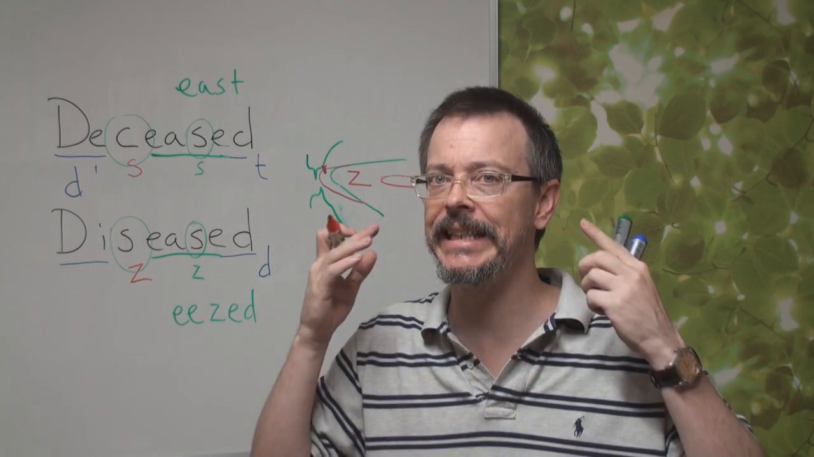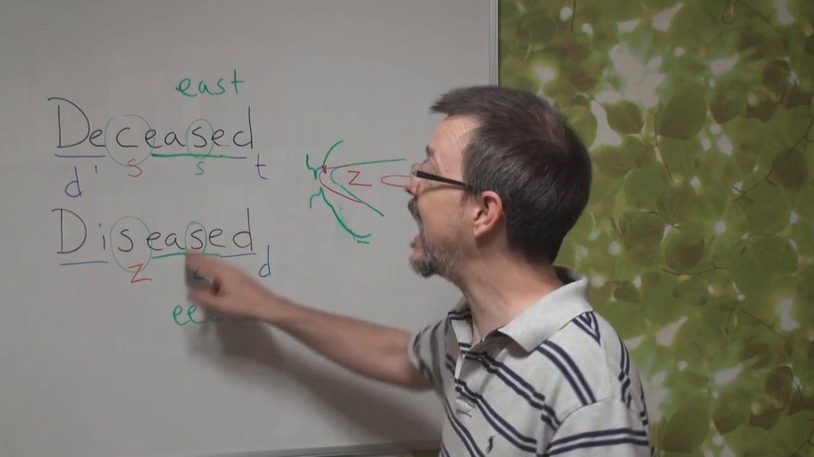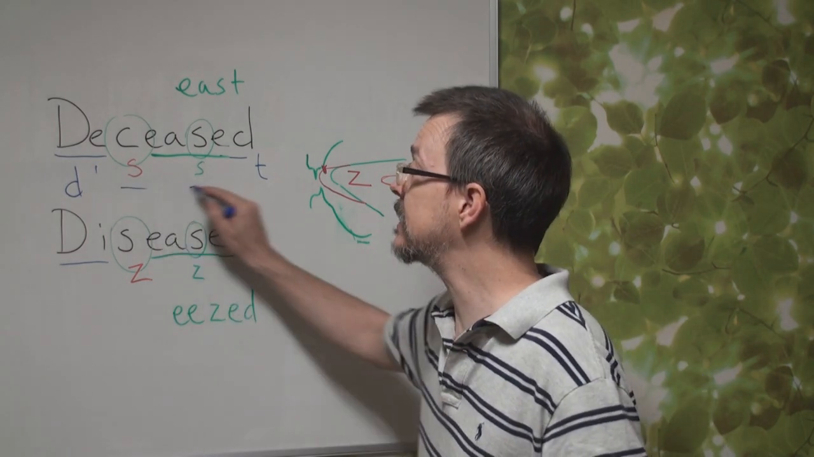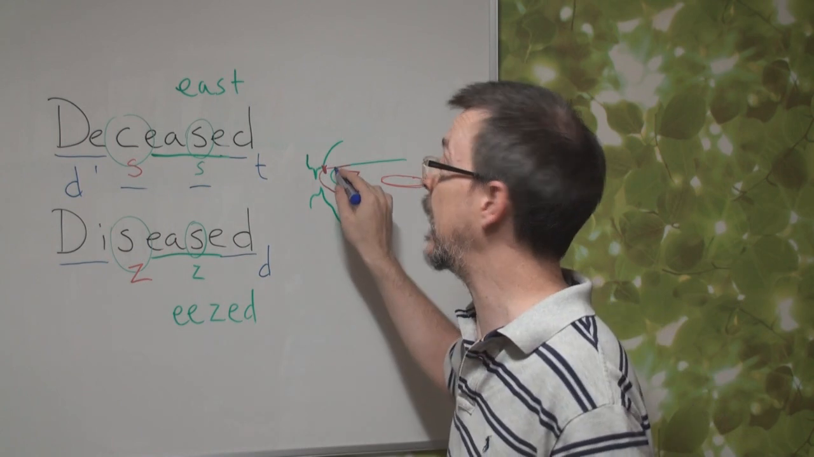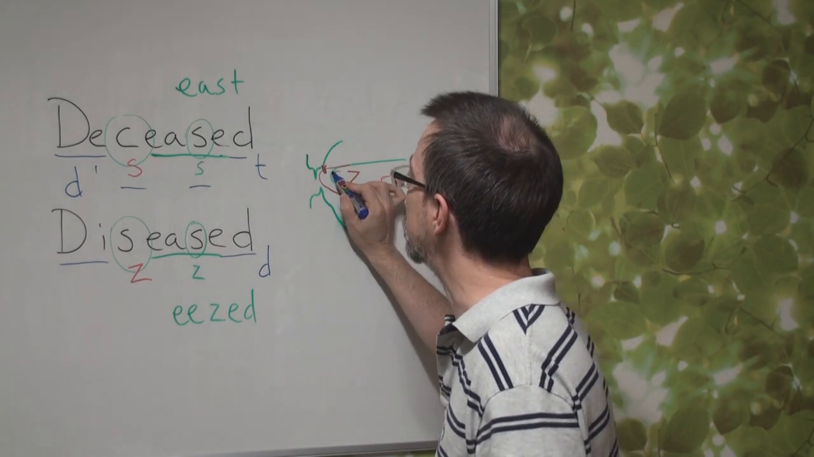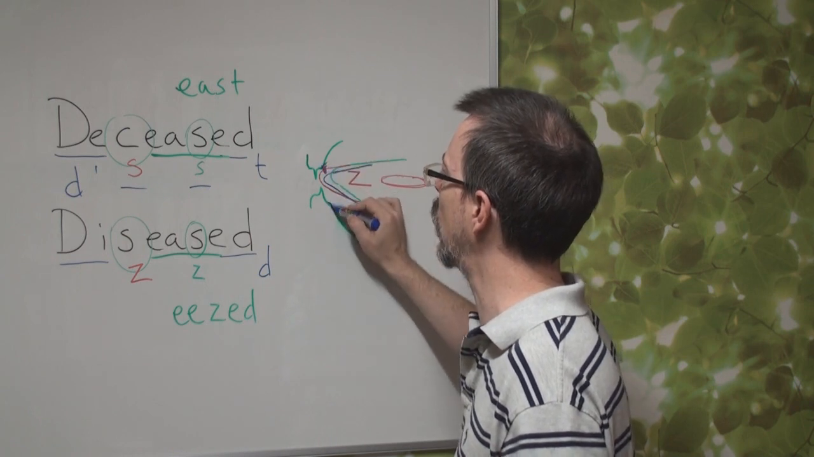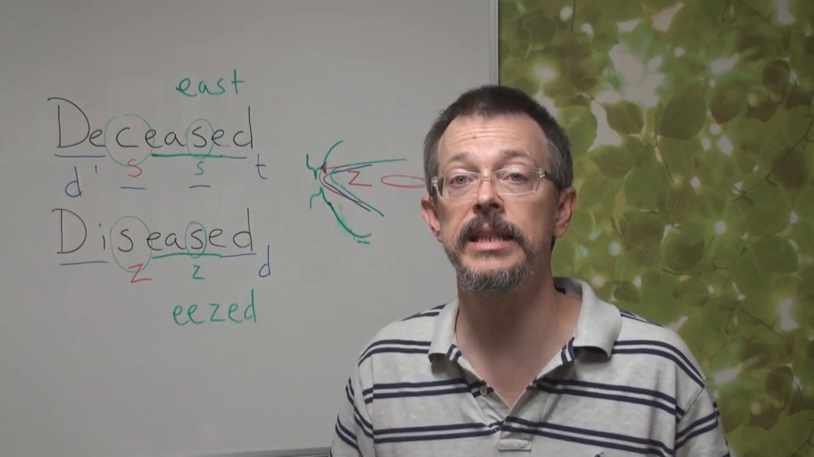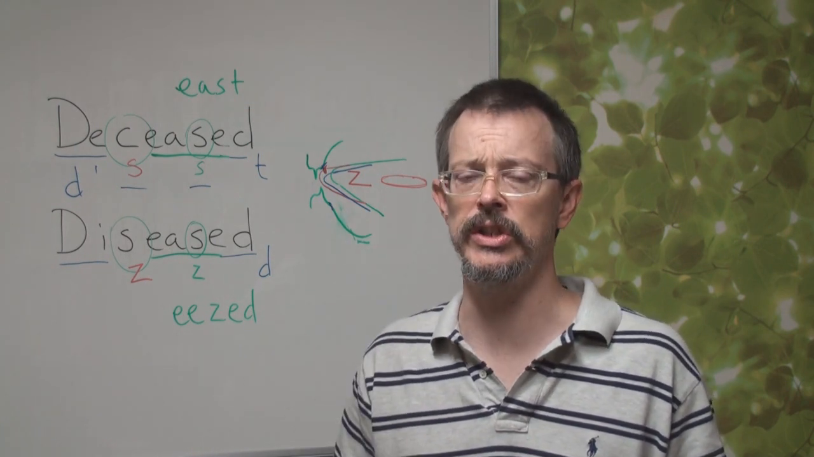Diseased, diseased. However, when we make the S sound, deceased, there's no vibration. And there's no vibration with the alveolar ridge, deceased. And the tongue is balanced right between the upper skin and lower skin, and it's not touching the teeth. Deceased, diseased. He is diseased.